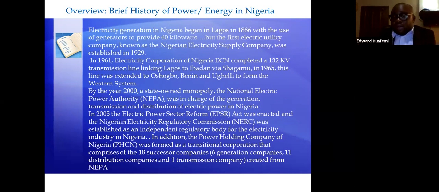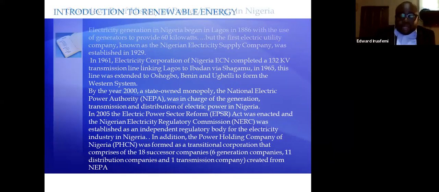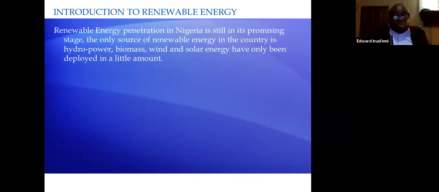So there were 18 successors: 6 generation companies, 11 distribution companies, and 1 transmission company. You can all see that we still have only 1 transmission company, which was created under the so-called NEPA umbrella. That gives us a brief explanation of where we are coming from and how far we have gone. Because the situation we are in in Nigeria, I would say, is appalling compared to what we have out there with the light and power situation.